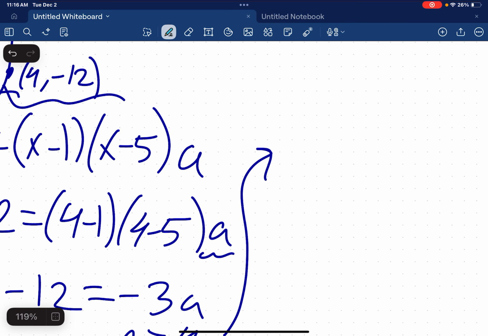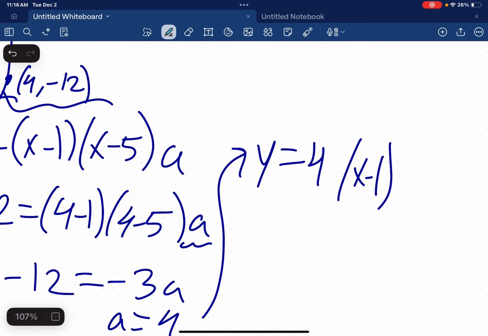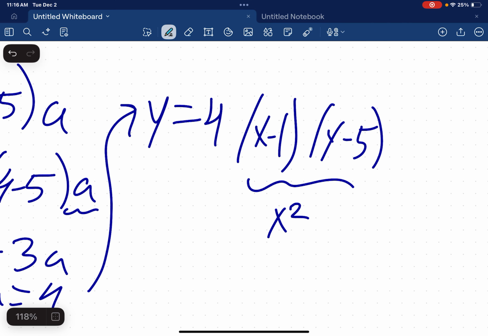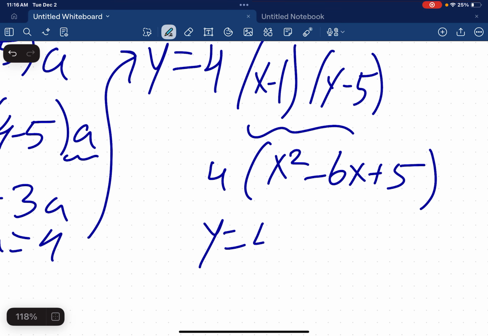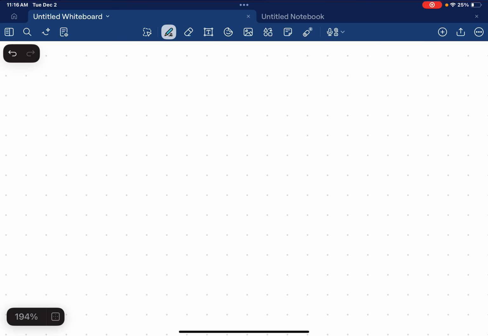That means that going back here, we can write this equation as y is equal to 4 times (x minus 1)(x minus 5). Simplifying this out, we get x squared minus 6x plus 5, and that's getting multiplied by 4. So our final equation is going to be y is equal to 4x squared minus 24x plus 20. 2D.